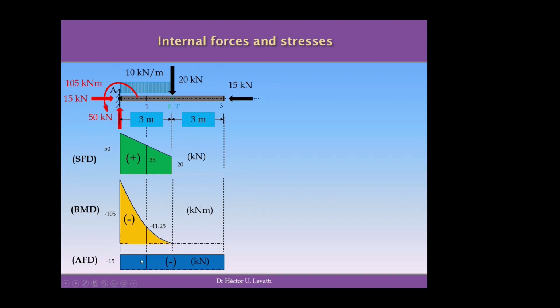So here we see how useful it is to have all the diagrams together, aligned with the structure, because now we are able to identify the values of the shear forces, the bending moments, and the axial forces in every cross section. For example, if we want to see what happens at cross section 1, we have 35 kilonewtons of shear force, minus 41.25 kilonewton meters of bending moment, and minus 15 kilonewtons of axial force. So we have the information of the internal forces for every single cross section. And this is very useful when you have to calculate the stresses on the cross section.